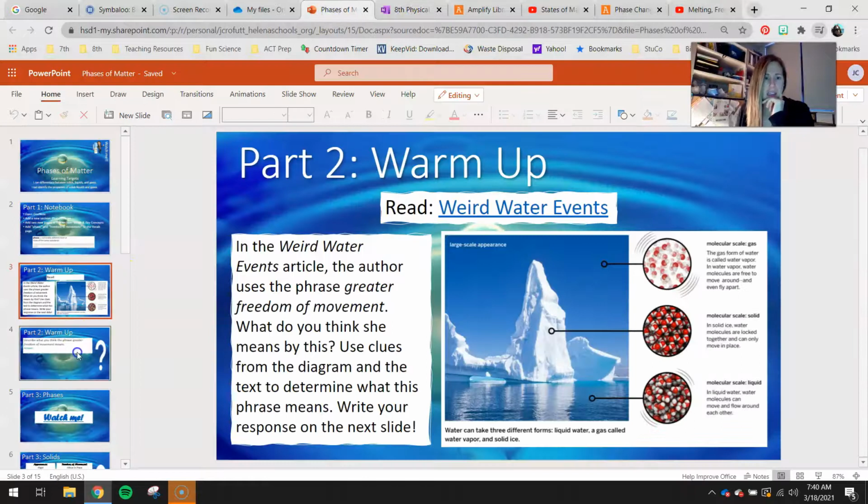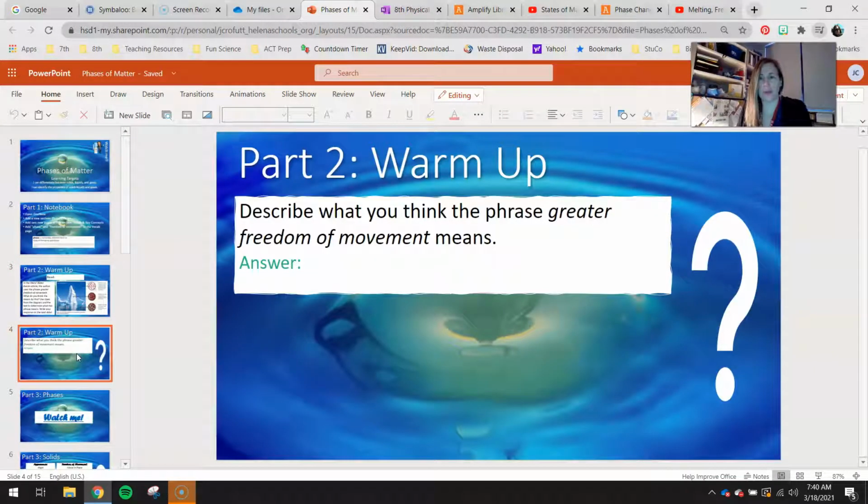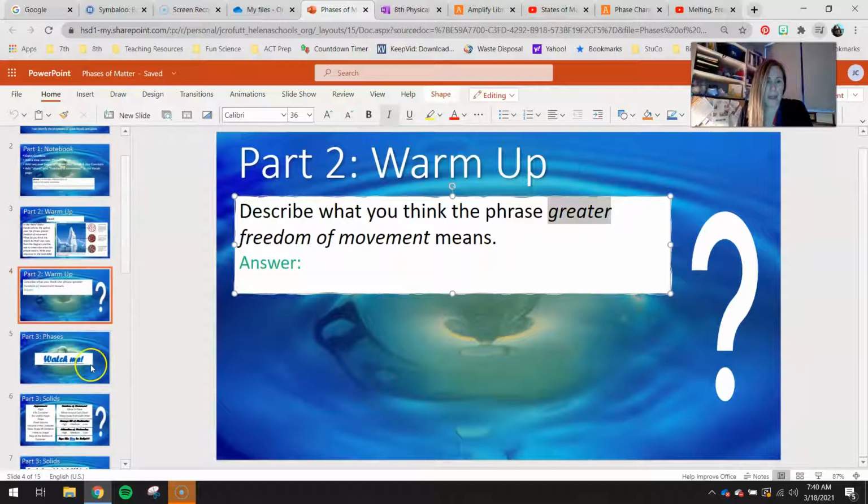Okay, and then you will answer this question. Describe what you think the phrase greater freedom of movement means. Again, we're focusing in on this greater freedom of movement. So it's not just defining what freedom of movement is. We're specifically looking at a greater freedom of movement. Okay, all right, so pause as you need, answer those questions, and then we'll move on.